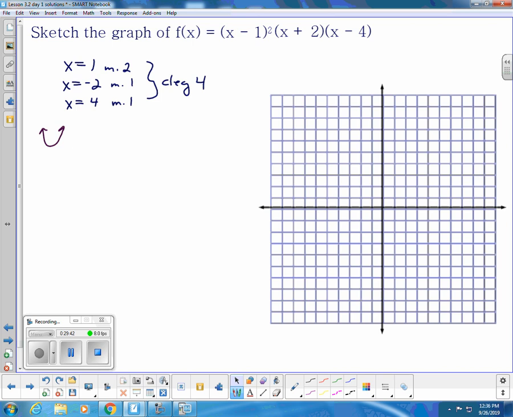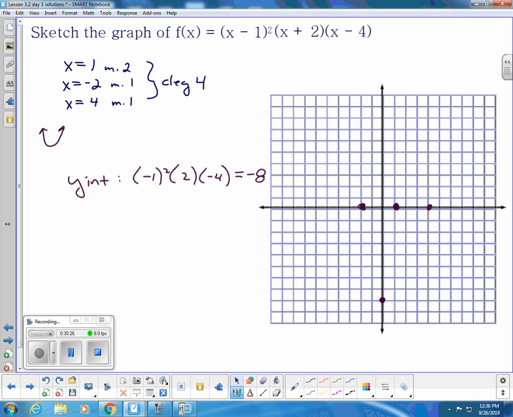What's the y-intercept? The y-intercept is not 0 here. You're going to plug 0 in for the x. So it's going to be negative 1 squared times 2 times negative 4. So you're going to write your function without an x. All the x's went away. What does that equal? Negative 8. Remember, we're multiplying. Okay, so we're going to graph x equals 1, x equals negative 2, x equals 4, and my y-intercept's negative 8. So we want to make sure we hit that negative 8.